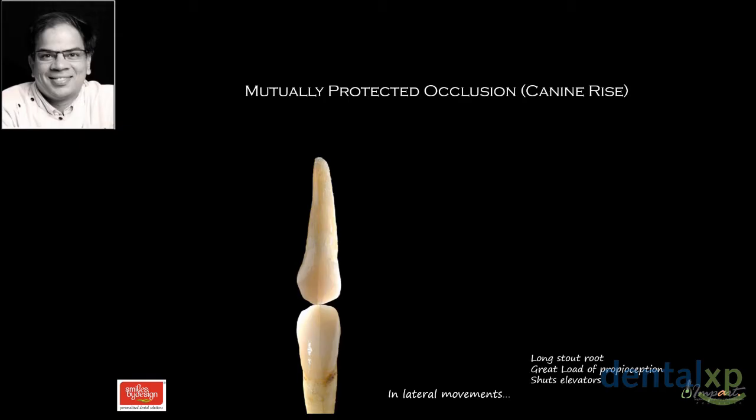So this basic tenet of mutually protected occlusion is that when the patient's mandible goes on the right and left lateral excursions, at that point the canine should take the brunt of that movement and save all other teeth from any excessive force. And that's a great thought to have for the canine because it's a long stout root, has good proprioception. But the problem here is that we have assumed that because the canines are touching, the elevator activity of the muscles will reduce and the force on the system will be less.